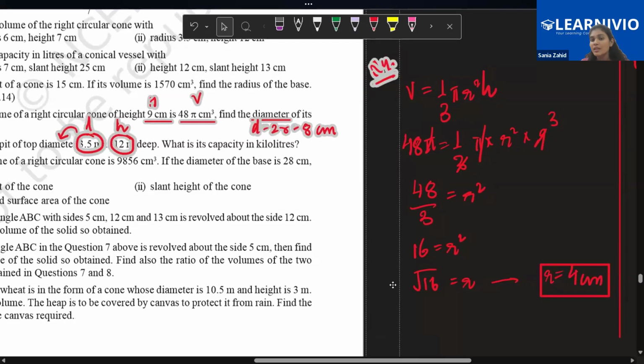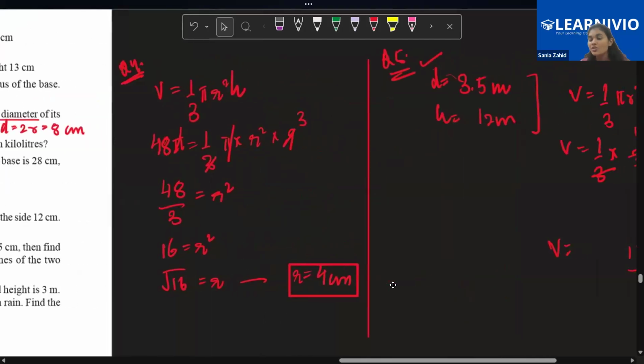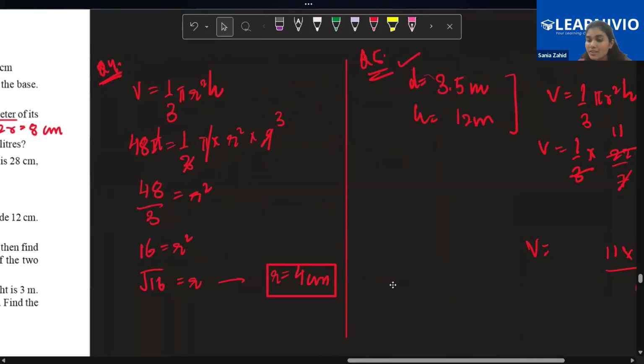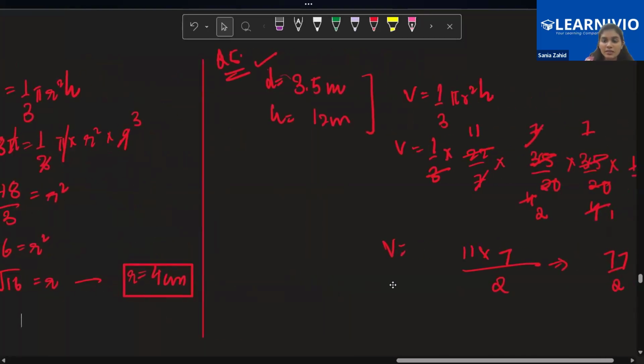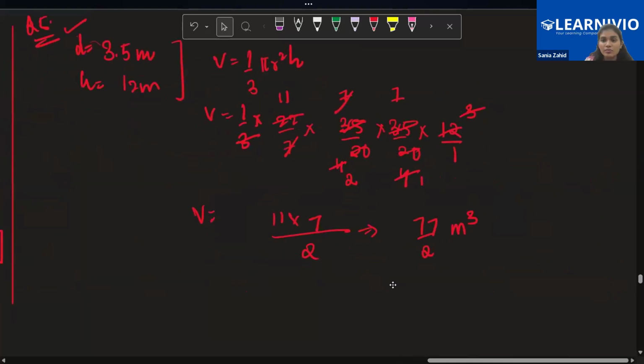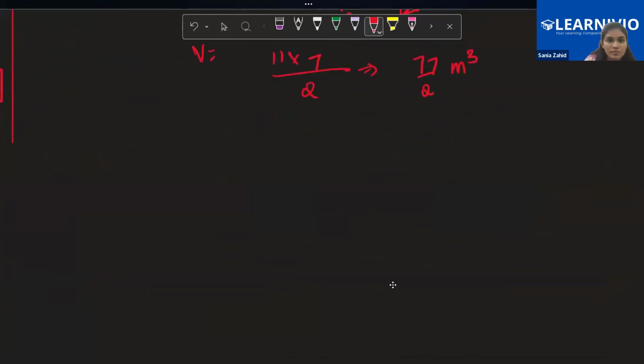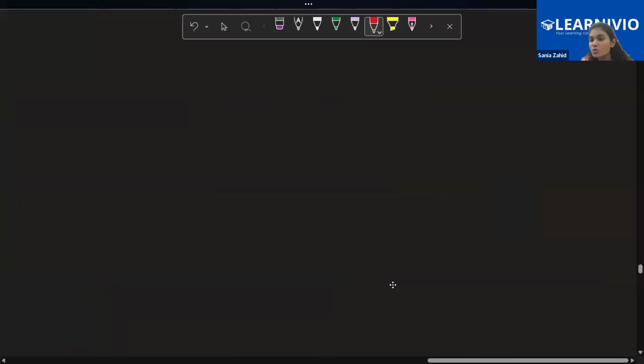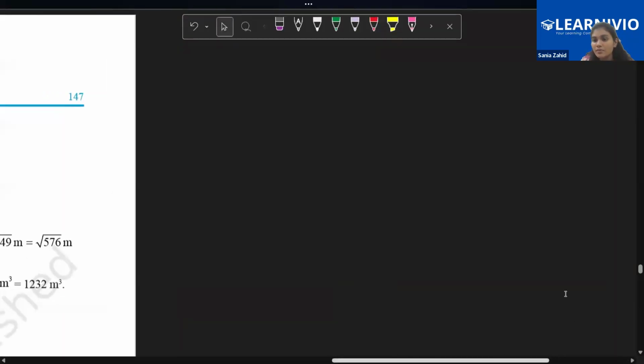So first of all, see, I told you in last class, what is the relationship between meter cube and liters? See, 1 decimeter cube is equal to 1 liter. Children, focus. Focus on the board.